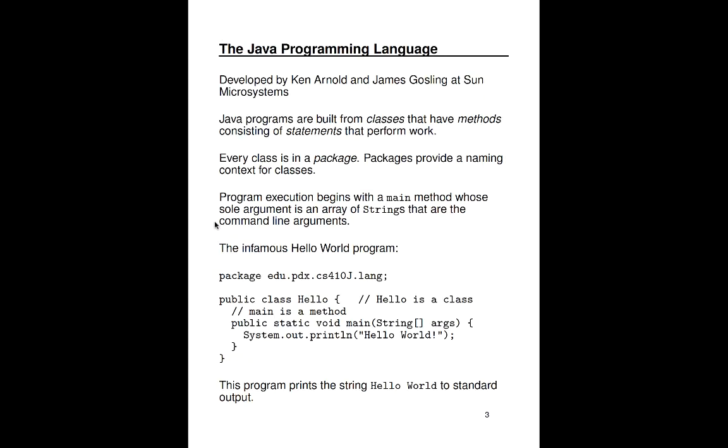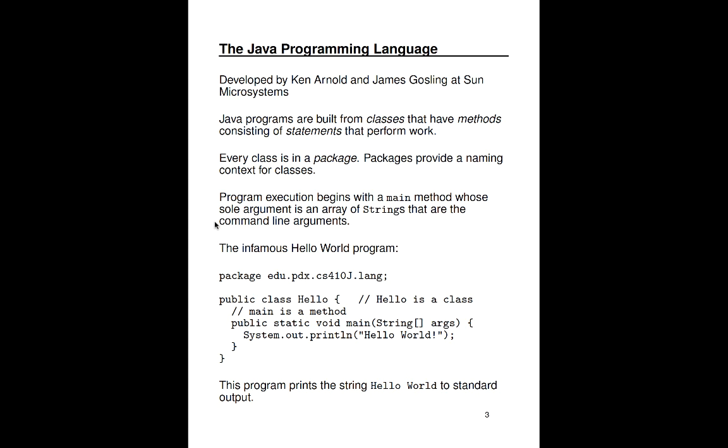Now let's talk about the Java language itself. It was developed a number of years ago by Ken Arnold and James Gosling at Sun Microsystems. And the fundamental programming unit in Java is a class. And we'll see what classes are in a little bit. Classes have methods that consist of statements that perform work. This is the code that you write. This is what you're telling the computer to do.